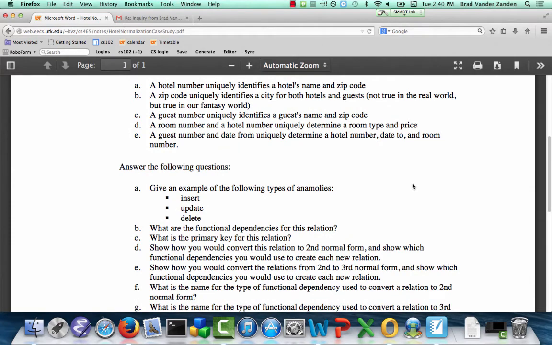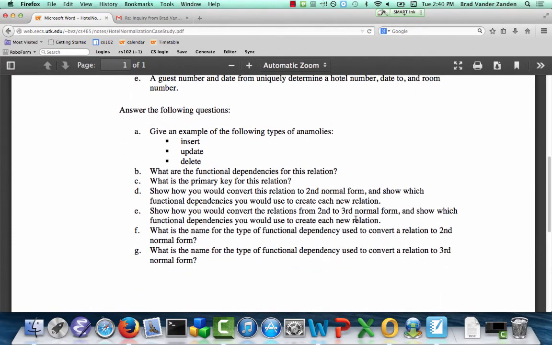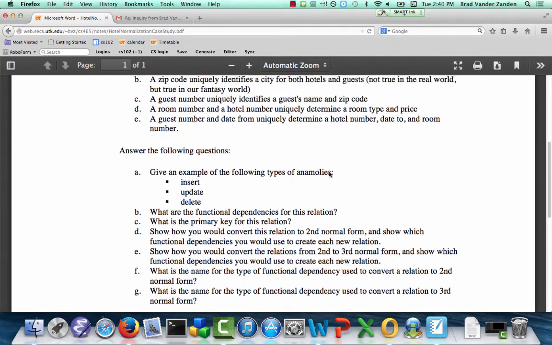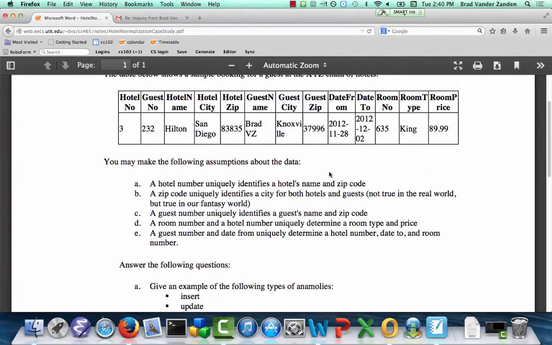So the next thing, in this question, what I was doing was in effect leading you through the steps that you use to normalize a universal relation. So the first thing you have to do is B, which is you have to ask, what are the functional dependencies for this relation? And for that, you go back to the assumptions about the data.